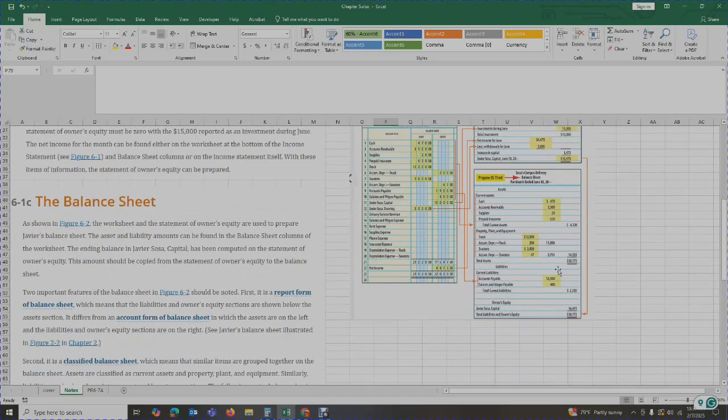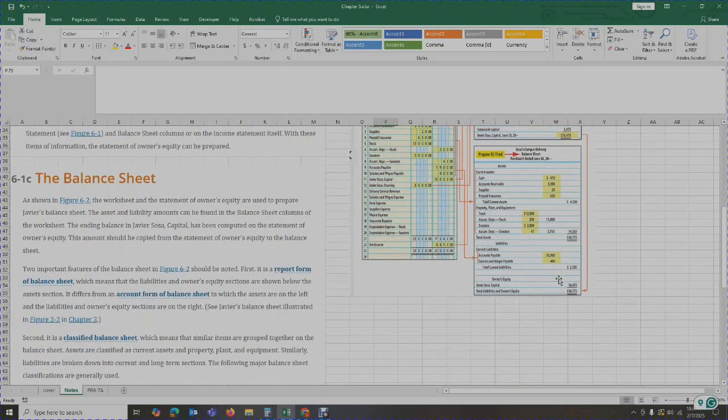Okay. Now on the balance sheet, there are some major changes happening. Okay. So there's two important features of the balance sheet. First, it is a report form. We are transitioning from the left and the right hand side to the report form of the balance sheet. This basically just lists all of the information.